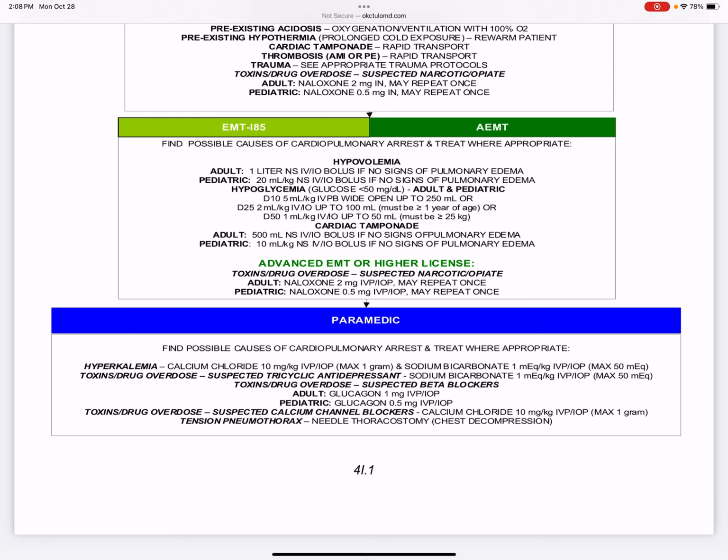And then your paramedic licensure on the very bottom. So for hyperkalemia, you're going to give calcium chloride, 10 milligrams per kilogram, IV IO push, max of 1 gram, and sodium bicarbonate, 1 milliequivalent per kilogram, IV IO push, max of 50 milliequivalents. So you're going to give both of them for hyperkalemia. You will not give one without the other in this instance. So if it's known hyperkalemia, you will give calcium chloride and sodium bicarb.